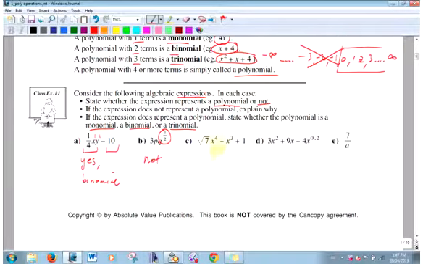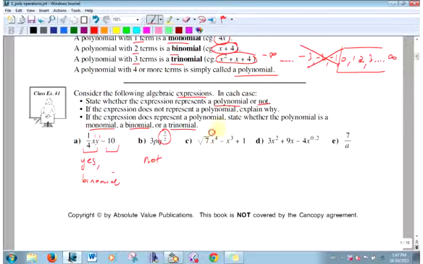Okay? How about this guy? Is this a polynomial? It's a polynomial if all the variables have positive exponents. Do all the variables have positive integer exponents?